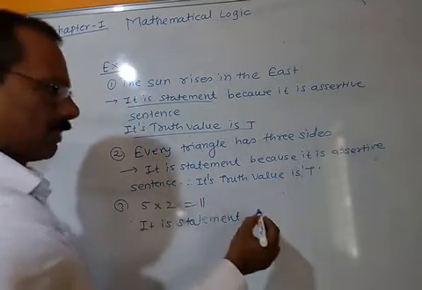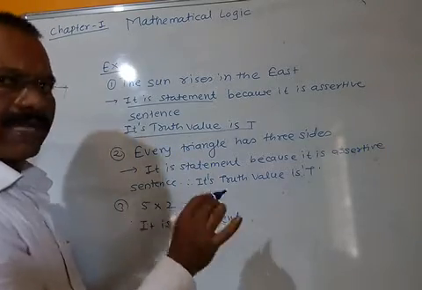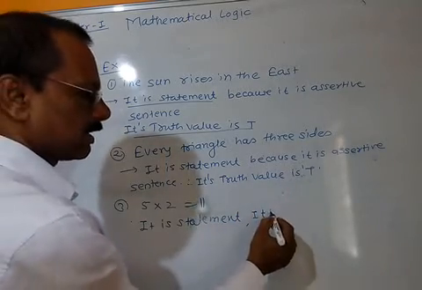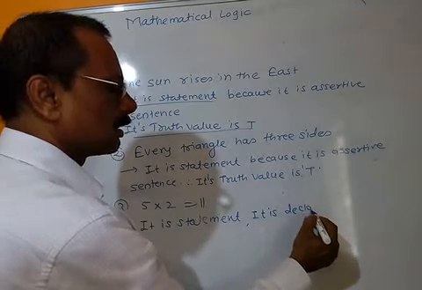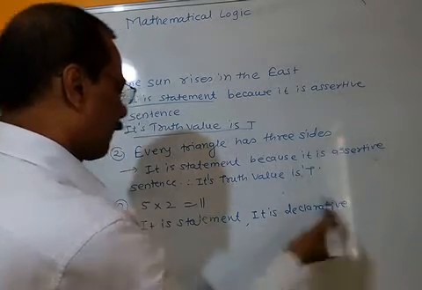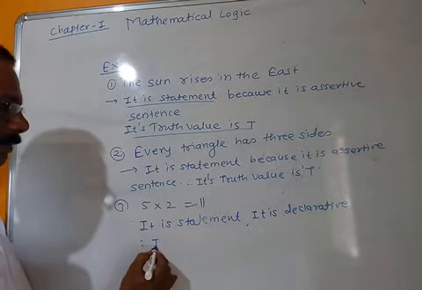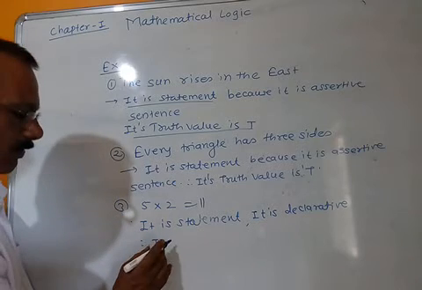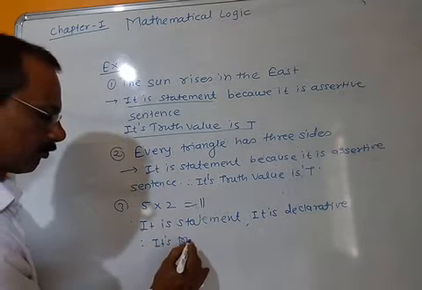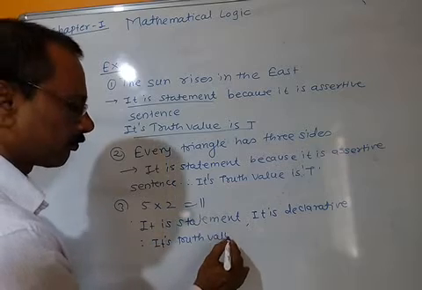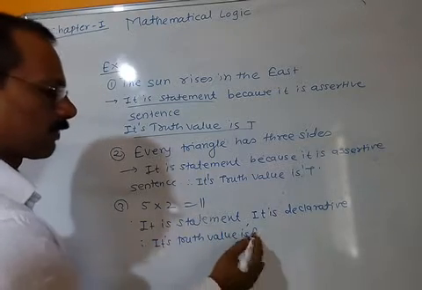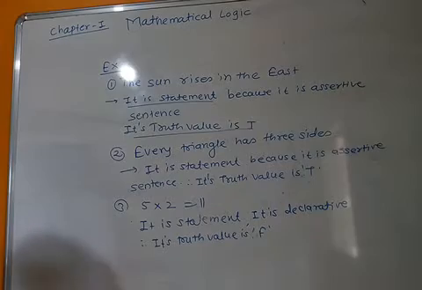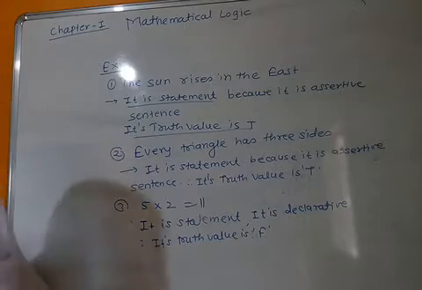It is declarative. 5 into 10, 11. It is assertive, meaning it is a declarative sentence. Therefore, but it is not true. 5 into 2 is 10, so it is not true. Therefore, its truth value is F, not T. I will give the next example.